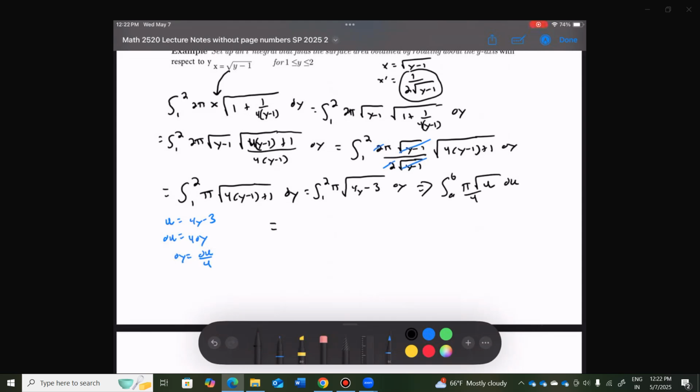Okay, so now when I integrate that, I'll get pi over 4. The exponent goes up to 3/2, so times 2/3, u to the 3/2, integrated from a to b. And then certain things cancel, so we'll have pi over 6 times u to the 3/2 from a to b. And then we'll bring this back using our u substitution: 4y minus 3 to the 3/2 from 1 to 2.